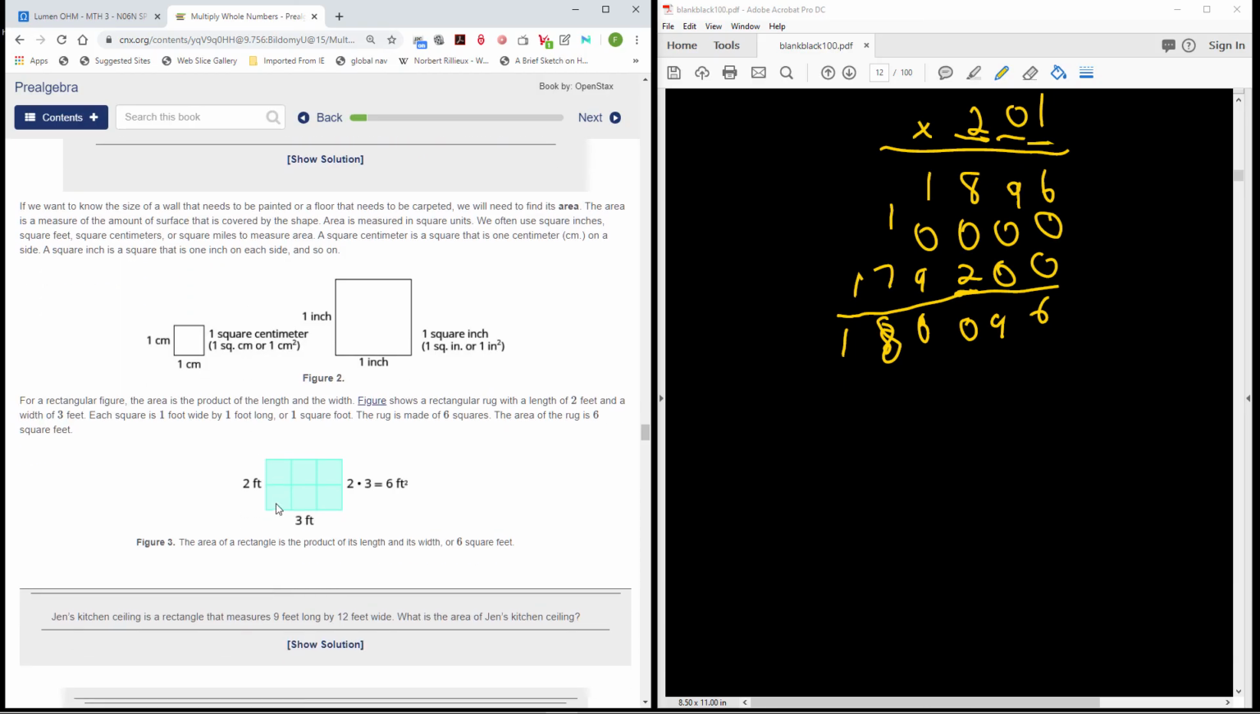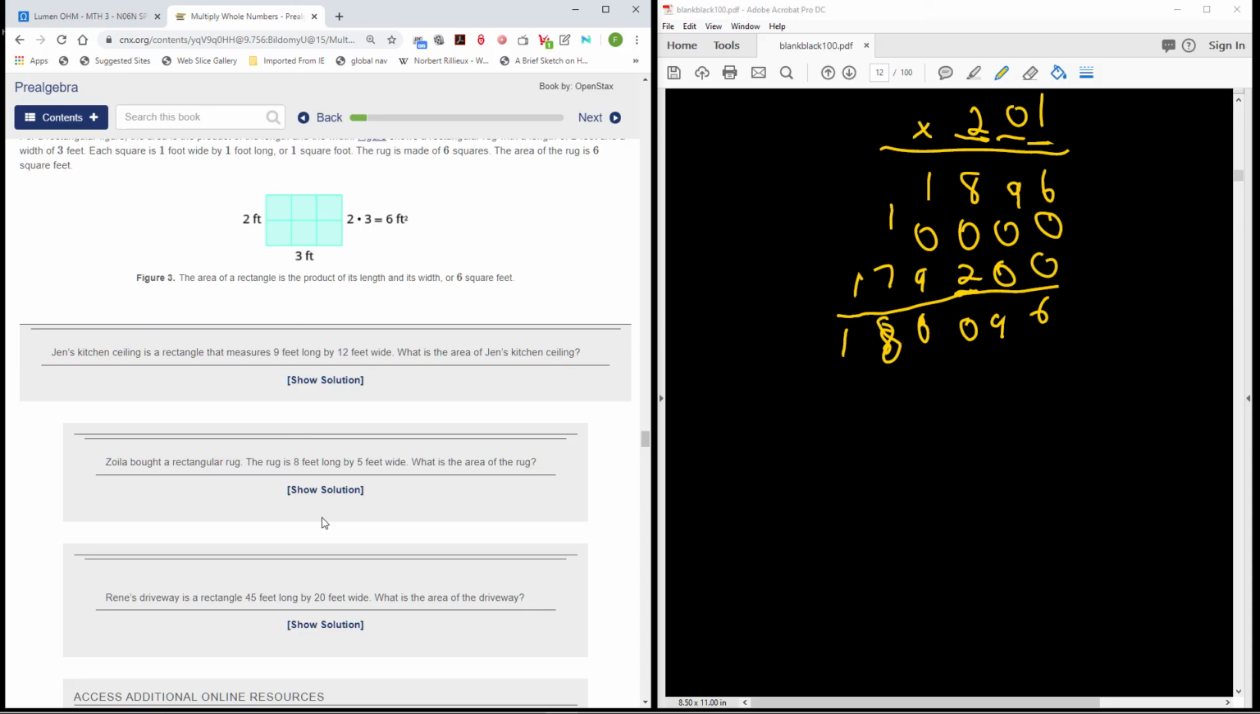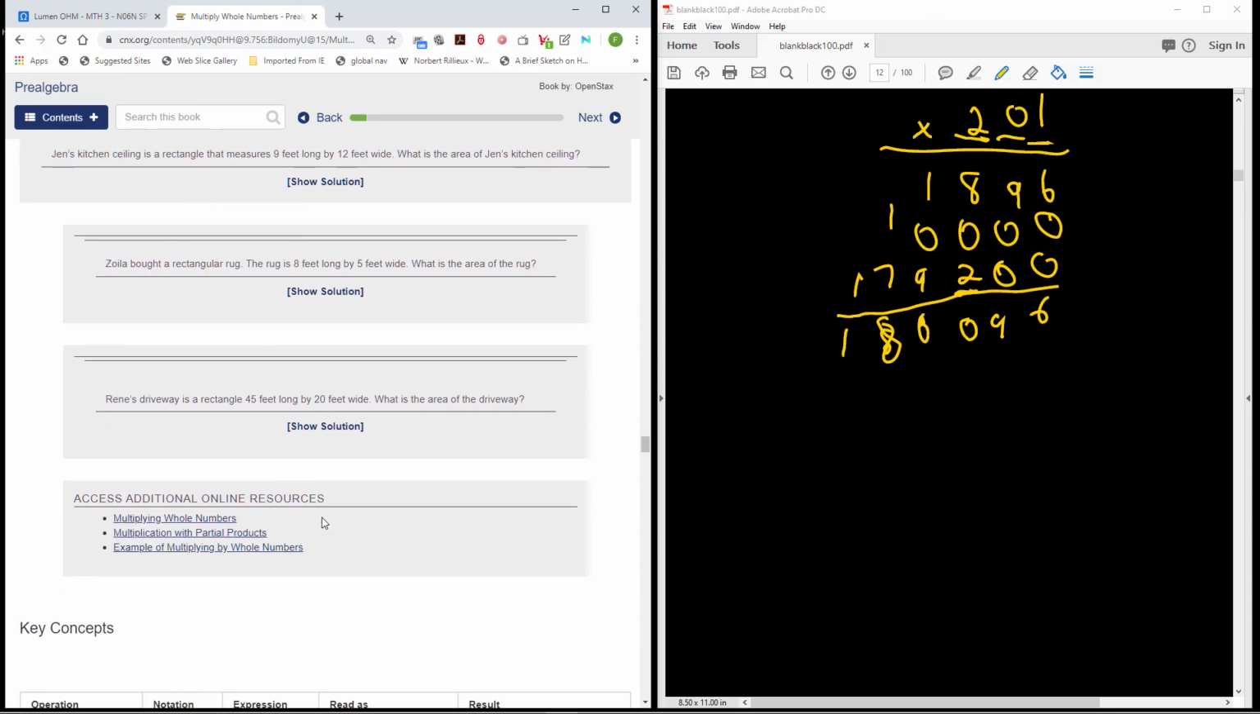So if you have a rectangular shape and you know the length and the width, you find the area, which is going to be 2 times 3 is 6 square feet. And if you count it, you can see the 6 square feet in here. And that's the end of 1.4.